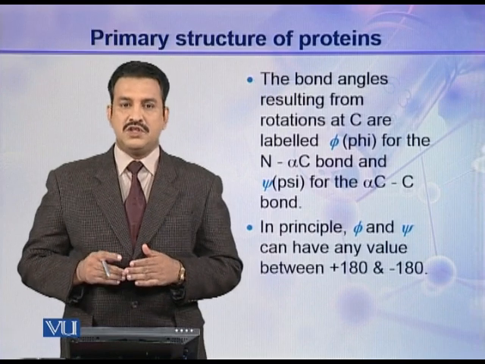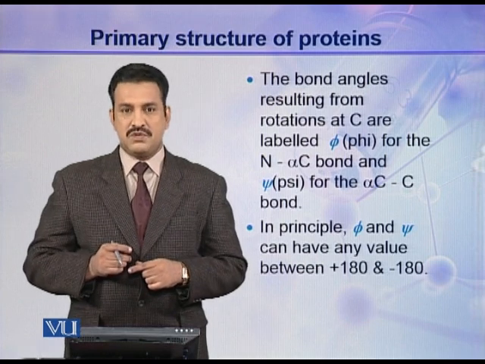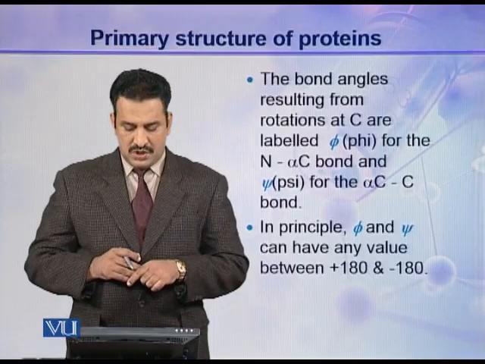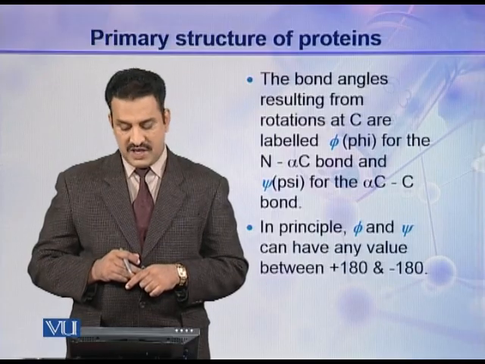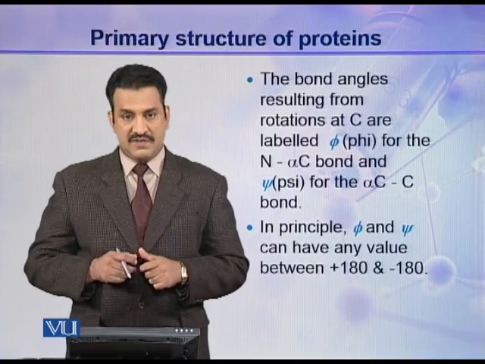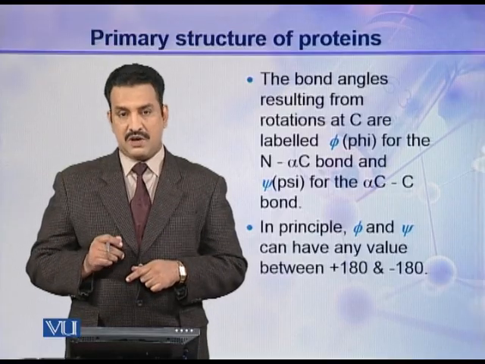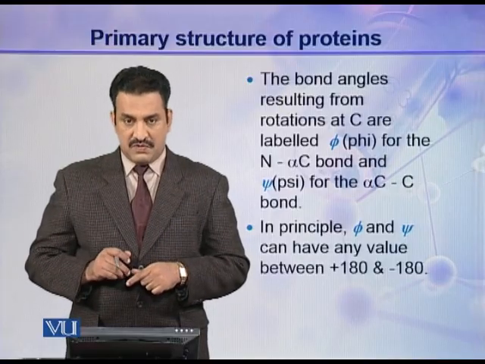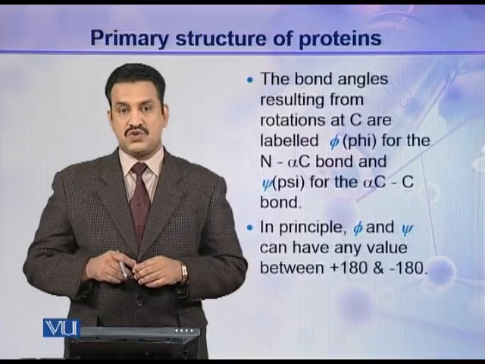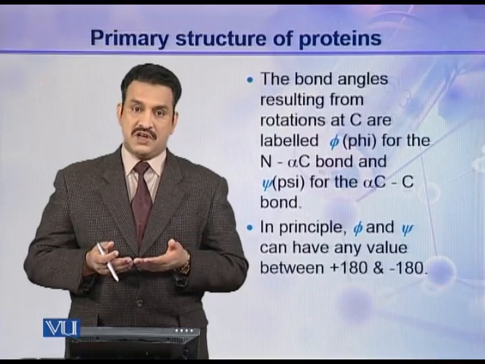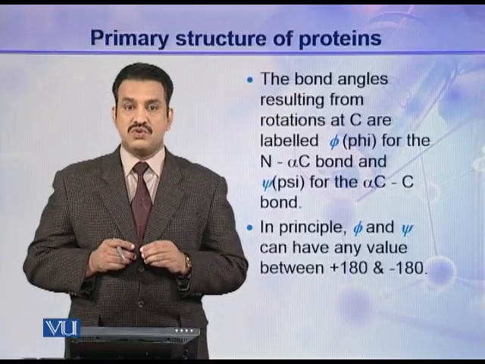As you have seen, rotations are allowed at the bond between alpha C and C and at the bond between N and alpha C. The bond angles resulting from rotations at the alpha carbon are labeled phi if the rotation is between N and alpha carbon, and psi if the rotation is between alpha carbon and C. In principle, phi and psi can have any value between plus 180 and minus 180. So it is a wide range. Any value can be adopted by phi or psi, but some values are still prohibited due to steric interference.